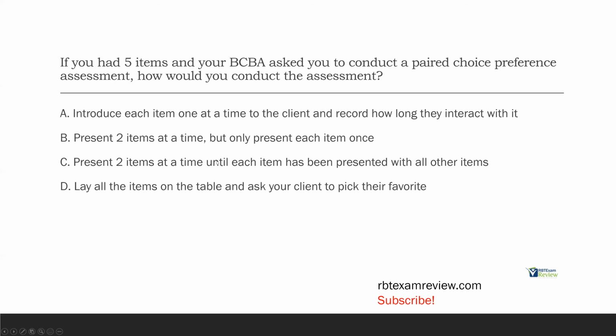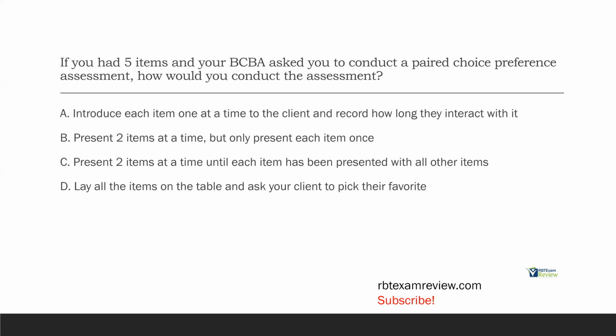B, present 2 items at a time, but only present each item once. If we have 5 items and we need to compare every item to all the other items, there's no way we can present each item once. Item 1 is going to have to be presented 4 times because we have to present it with 2, 3, 4, and 5. So B, we're not presenting them enough.